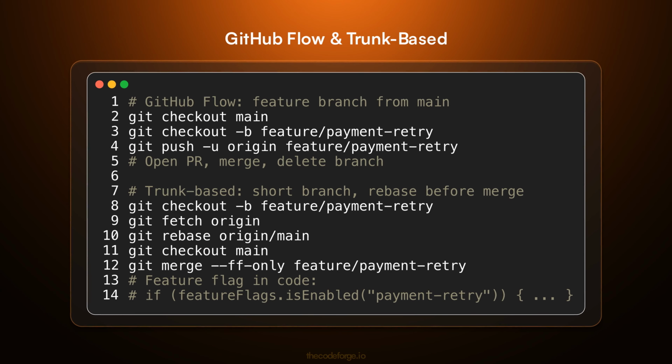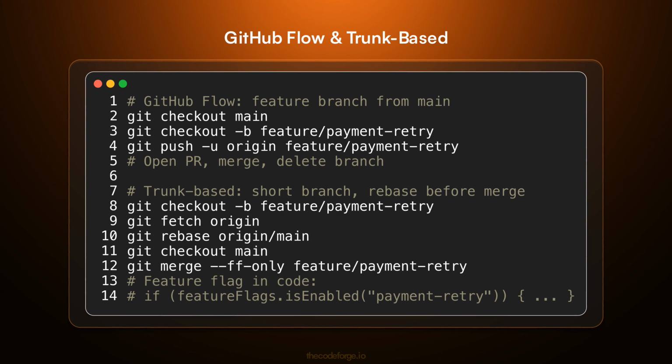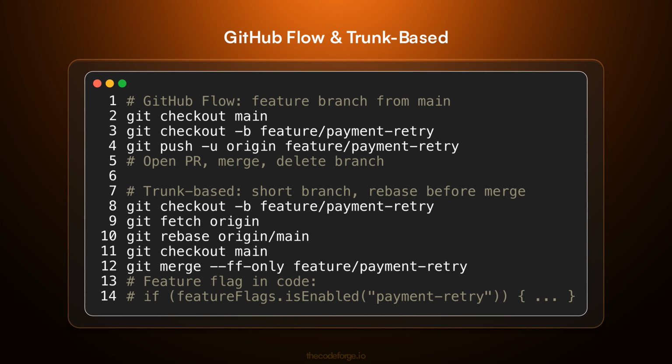GitHub flow. Create a feature branch from main, push, open a PR, merge, and delete. Trunk-based.